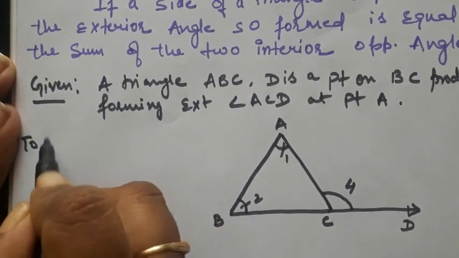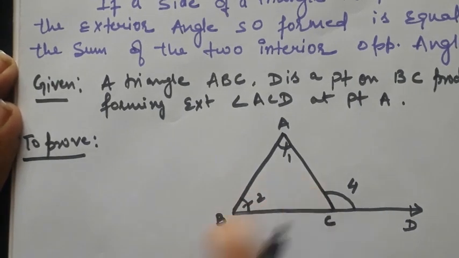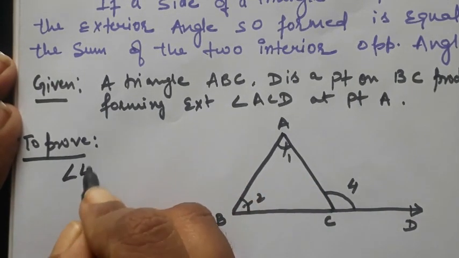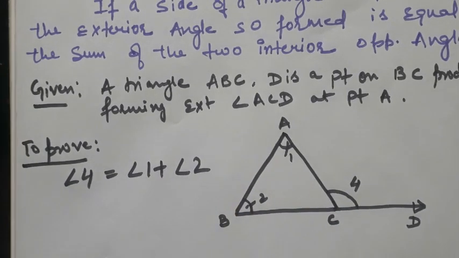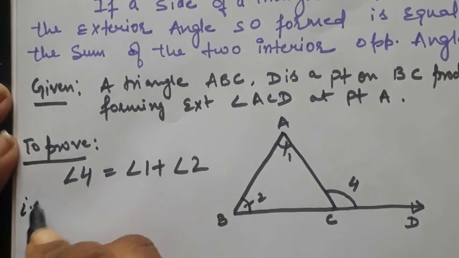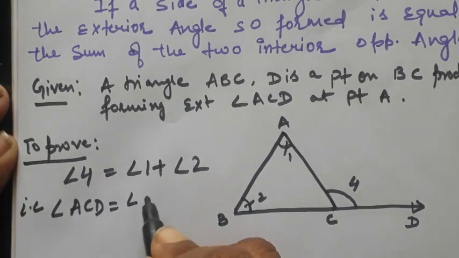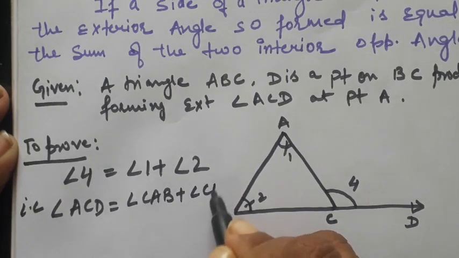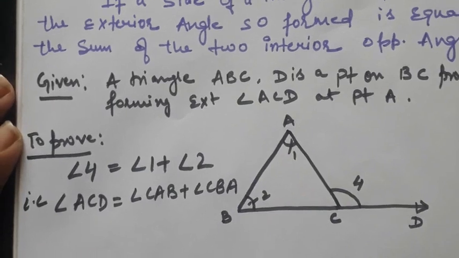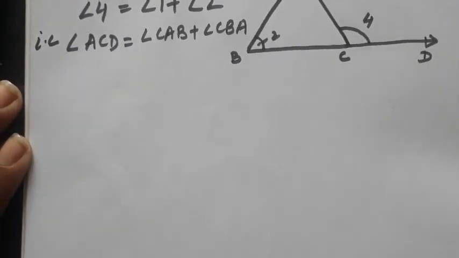We need to prove that angle 4 is equal to angle 1 plus angle 2, or you can say angle ACD is equal to angle CAB plus angle CBA. Let's move to the proof part.